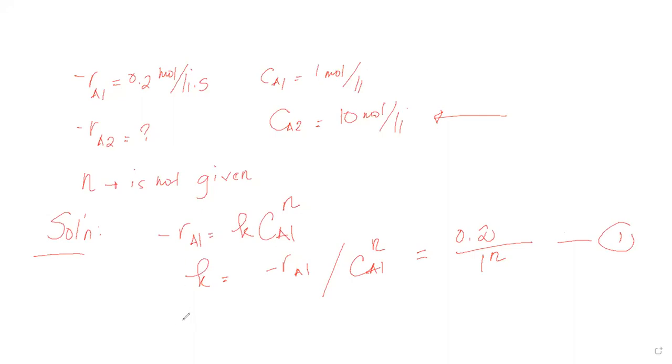So if I write a new rate expression, RA2, that would be k CA2 raised to n. This k and this n here should be the same k and n that appear in here because we're talking of the same reaction. So if I use the k that I have here, my rate of reaction for the concentration of 10 moles per liter should be equal to, you copy the k that you have here. This k is 0.2 over 1 raised to n.